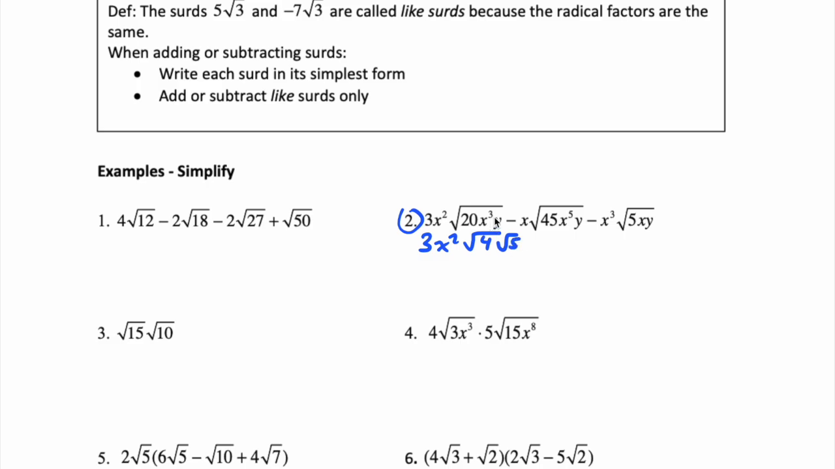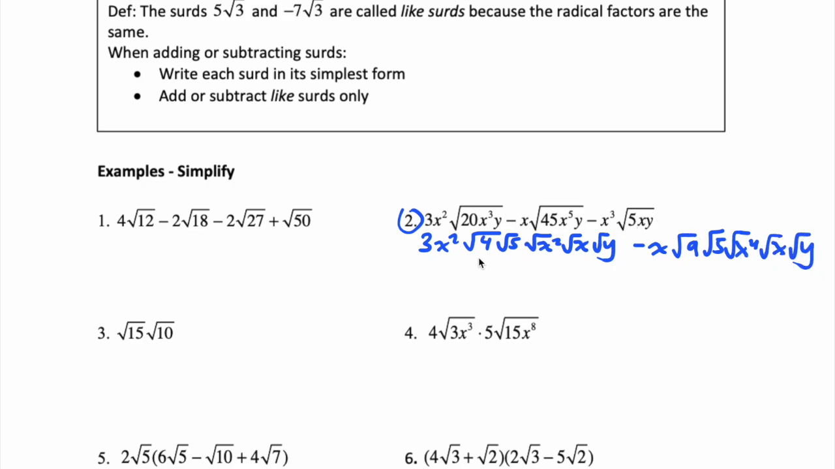Now when you've got something like x cubed, you can simplify if it's an even number in the exponent. So we can write that as x squared root x root y. That's just from the first term. The second term is 45. Well, 9 goes into 45. And then we've got root x to the power 4, root x, root y.